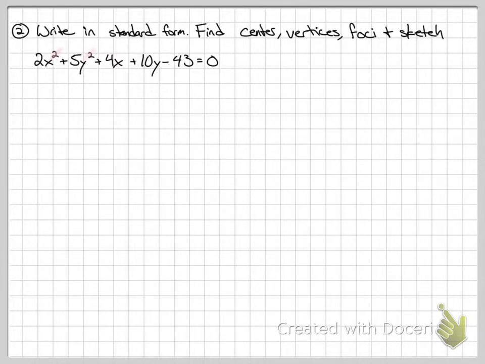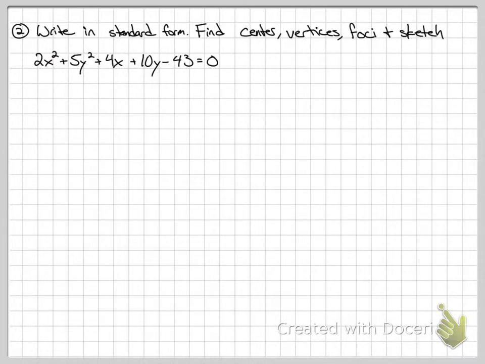Now I need to look at the numbers in front of those. Positive 2 and positive 5. Clearly they're different numbers and they're both positive. So this is an ellipse. Different coefficients, both of them positive. So this is an ellipse.